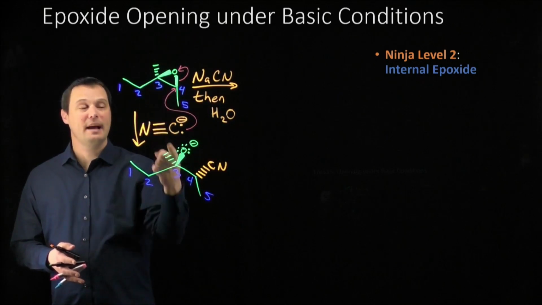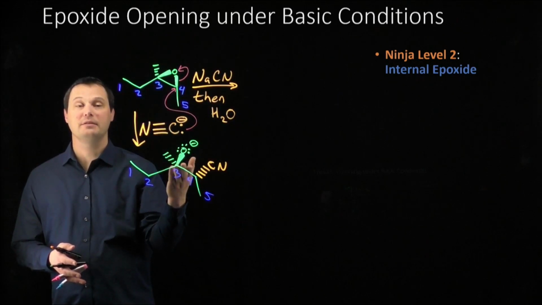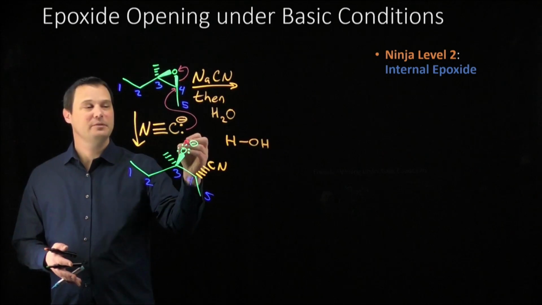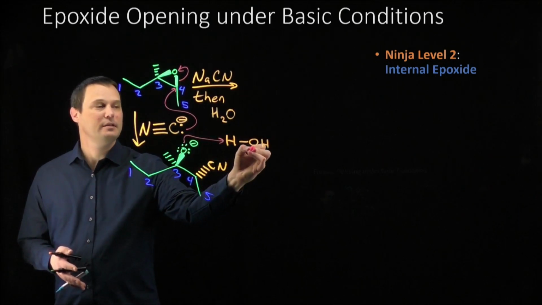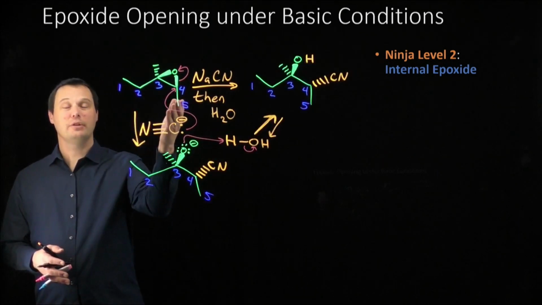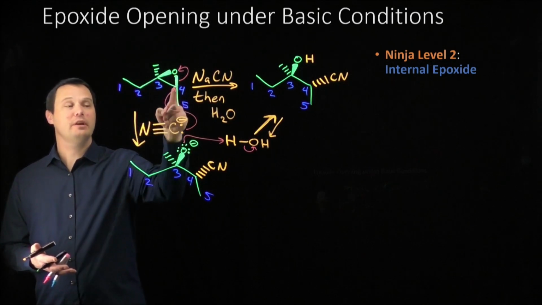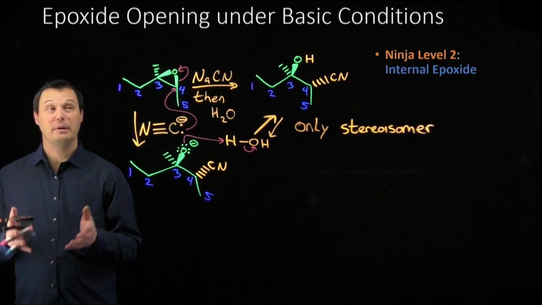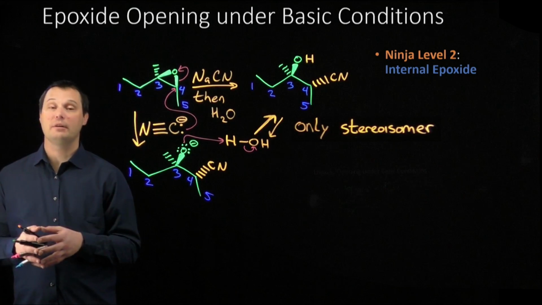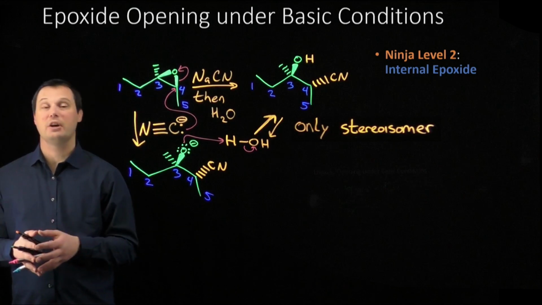Again, carbon 3 did not get attacked. It's a spectator in this mechanism, and its stereochemistry will not change. The final step is the same. Proton transfer to the end gets us to our product. Opening an internal epoxide isn't that much different than a terminal epoxide, except for we change the stereochemistry at the attacked position. Again, because we started with a stereo-defined starting material, we only form this stereoisomer in the product.